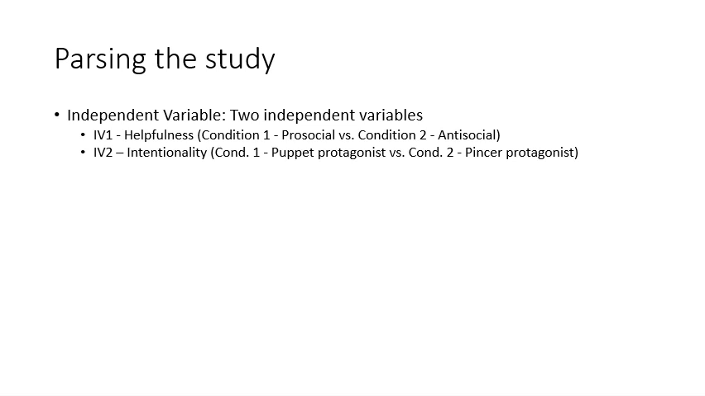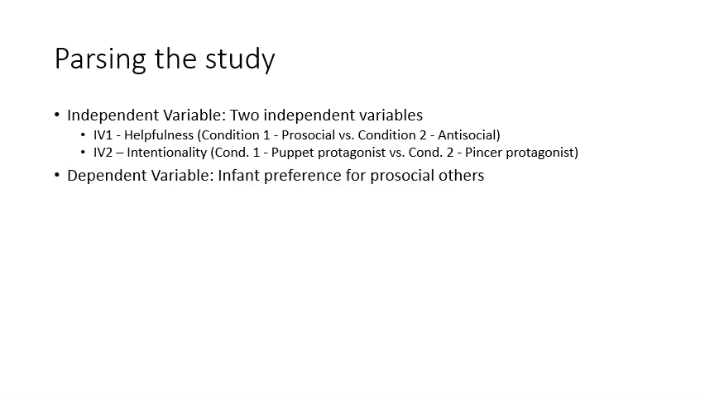And then we also had the second independent variable that they introduced, the social condition versus the inanimate object condition. I've named this variable intentionality. They were trying to test whether the intentionality of the protagonist would impact whether or not the infants preferred the helper. In condition 1, we had a puppet protagonist, a social protagonist, versus condition 2, in which we had that mechanical pincher protagonist with no social characteristics. So these are the variables that the researchers thought would impact the choice the infants made.